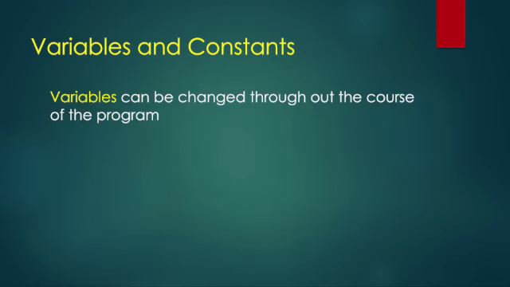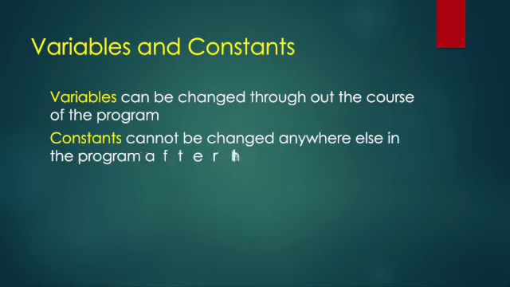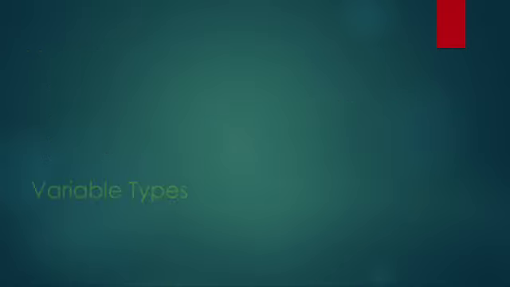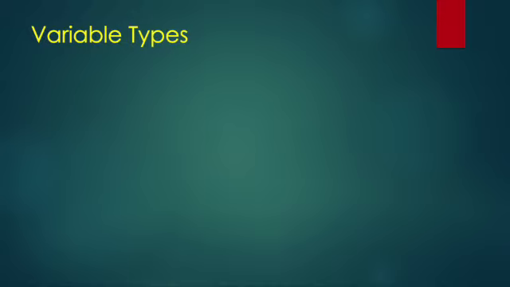Variables can be changed throughout the course of the program, while constants cannot be changed anywhere else in the program after you have declared them at the beginning of your program. Next, we're going to be talking about the different variable types that we have.